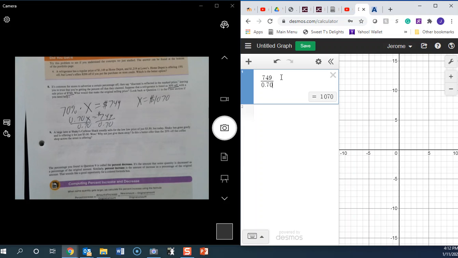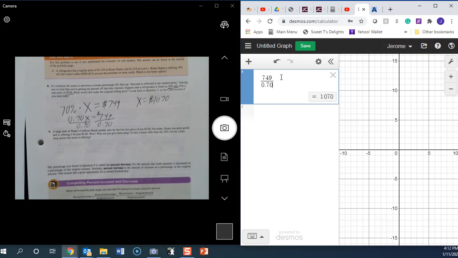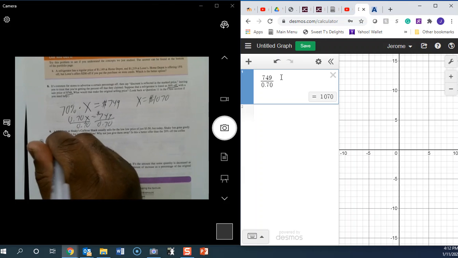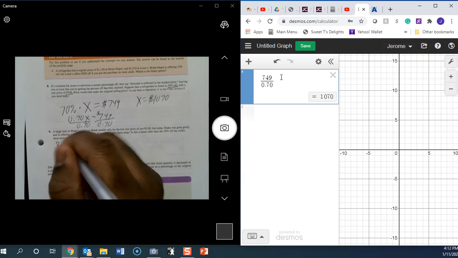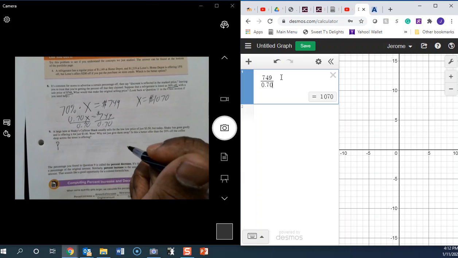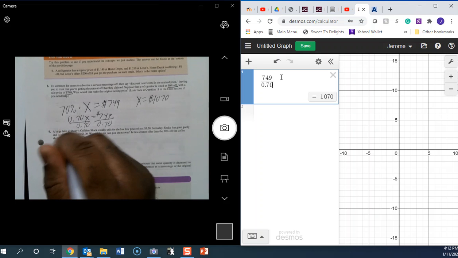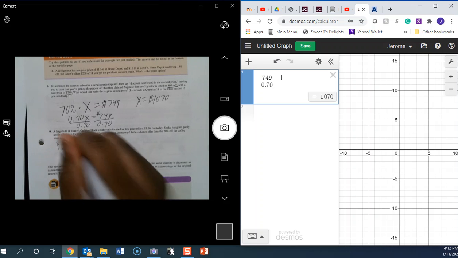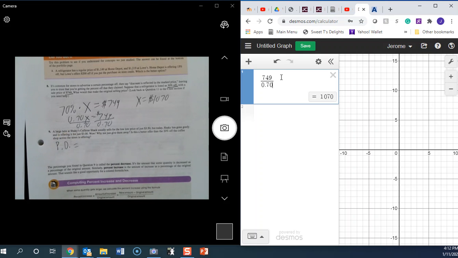So, is it a better offer at Shakey's or the 20% off? So this is what we would do. You could do this a couple ways. And I want to use percent increase and percent decrease. So if we look here, this would be a percent decrease, because we're going from the higher number to the lower number.